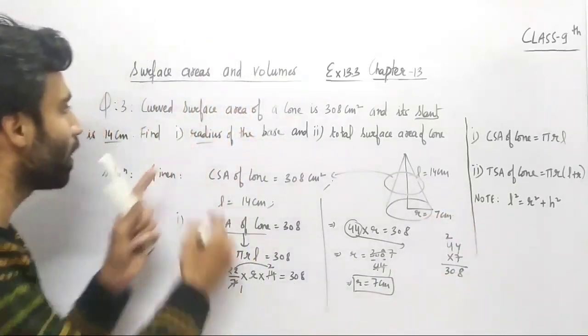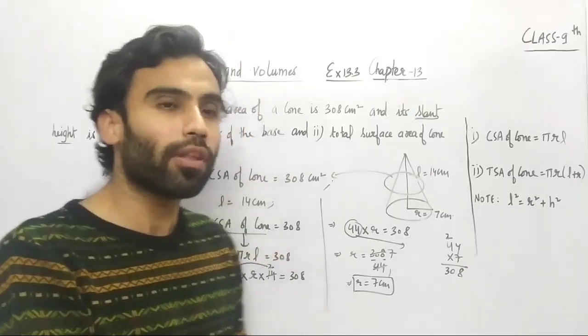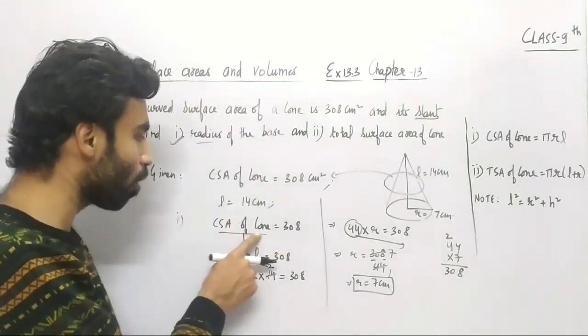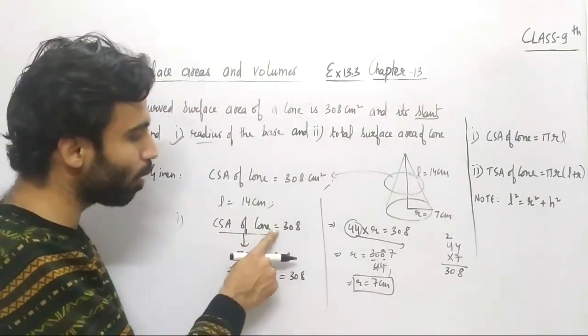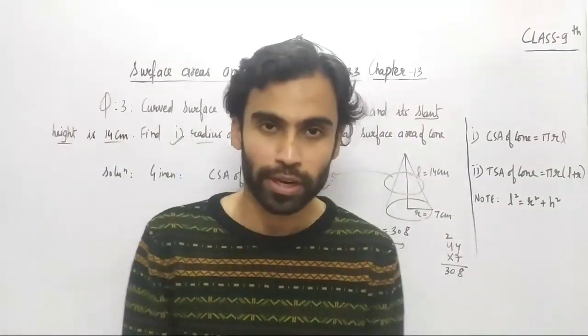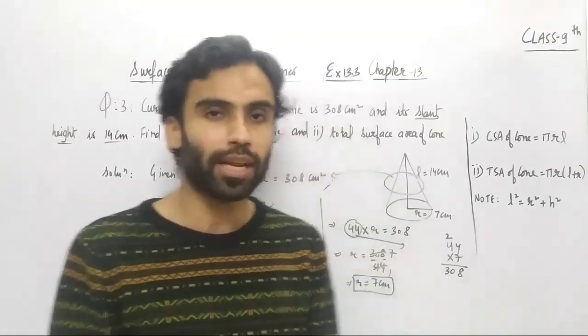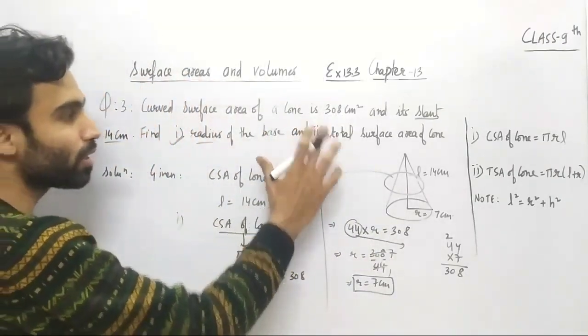And this is what we have to find out in the first part here. So that is done. Quite easy. Just you have to simply apply the formula of curved surface area of a cone, that is pi r l, equal to 308, that is already given, the curved surface area of cone, right? And then you have to simplify it, you will get the radius, right? Quite easy. Now let us move on directly to the second part.